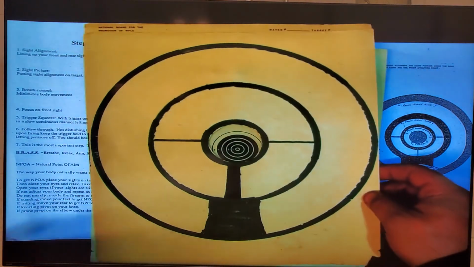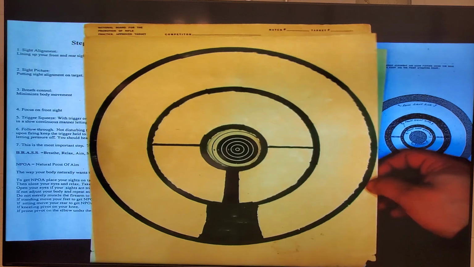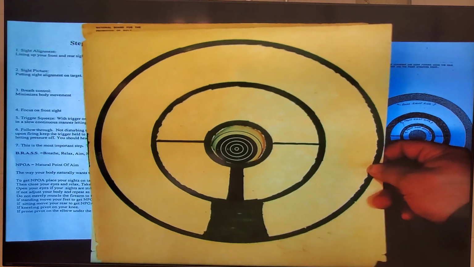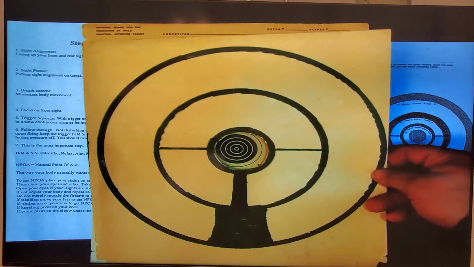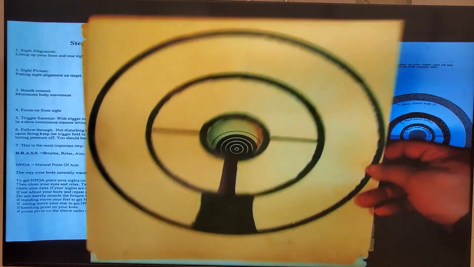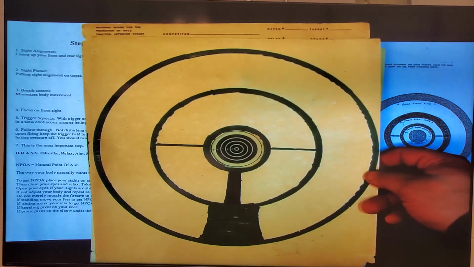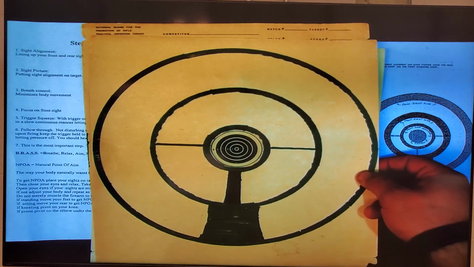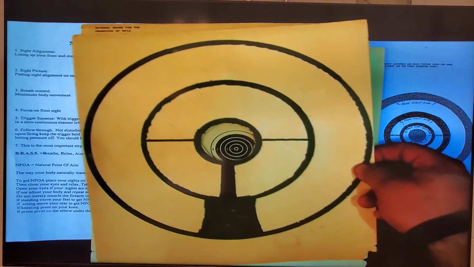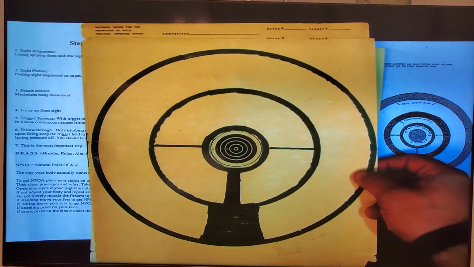Remember I was telling you about that heartbeat thing before. If you don't have your proper equipment on, when you look through the sight, you'll see something like that. The sight's moving against your target. This is what we want. This is probably what we're going to get. Okay? That's sight alignment and sight picture.